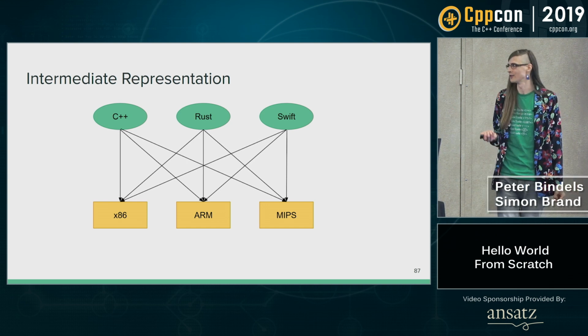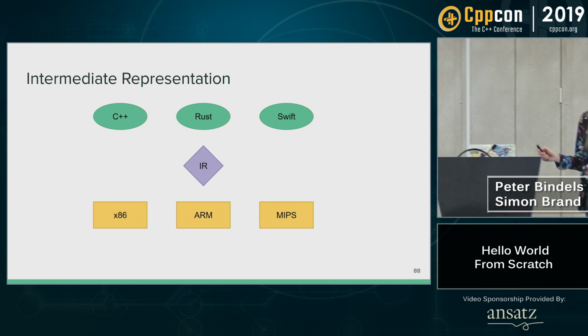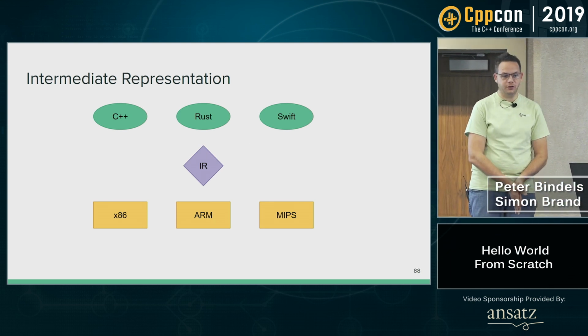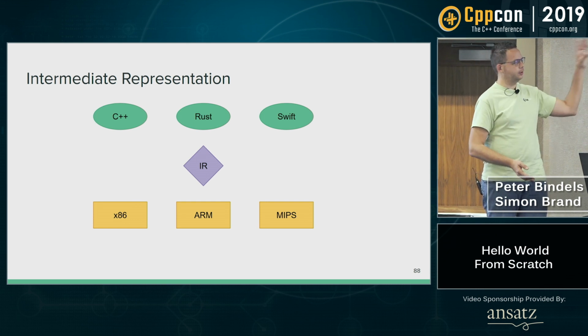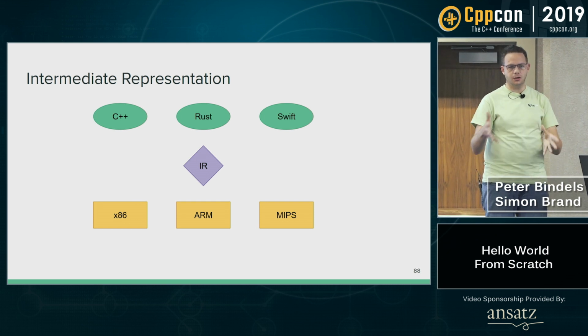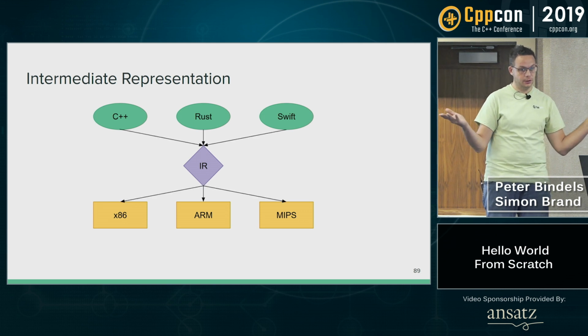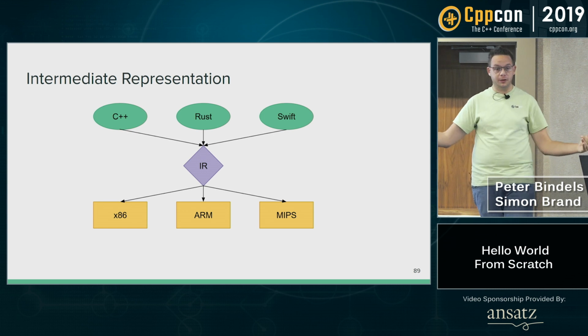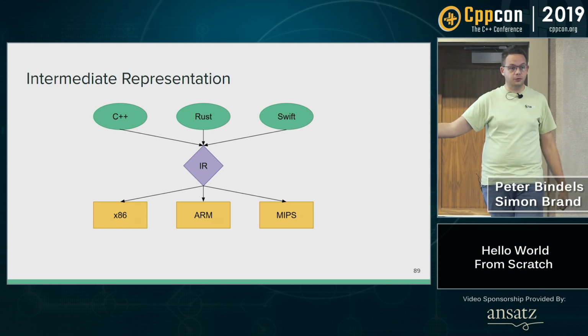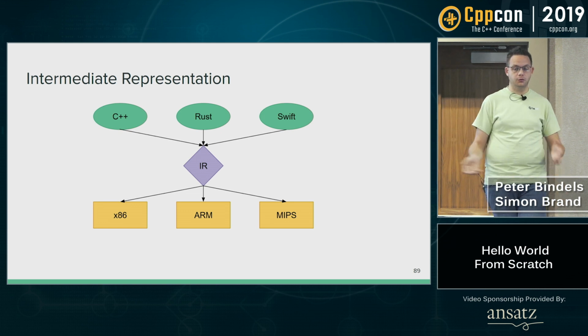So what we can do is replace the entire middle bit by introducing an intermediate representation, which we call IR. And if we do that, we can make all of our front ends compile something to IR, which is powerful enough to capture all the semantic details of our front-end languages. So it needs to be a fairly complicated language. And then we make a back-end that compiles from IR to any of our target platforms. Adding a new target platform is just a single implementation. Adding a new source language is a single implementation.